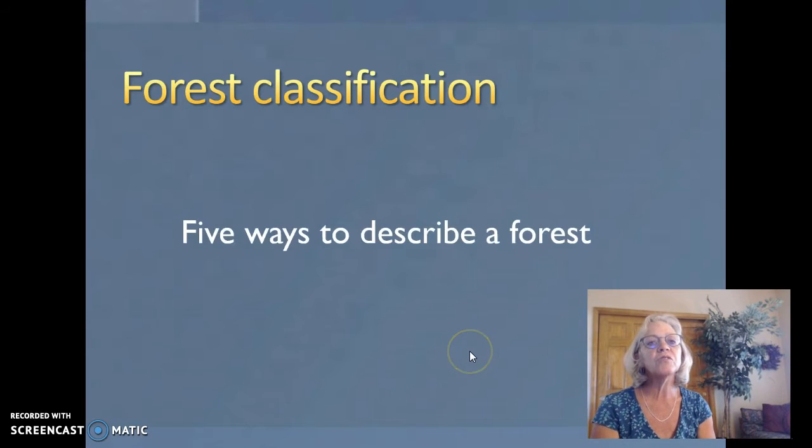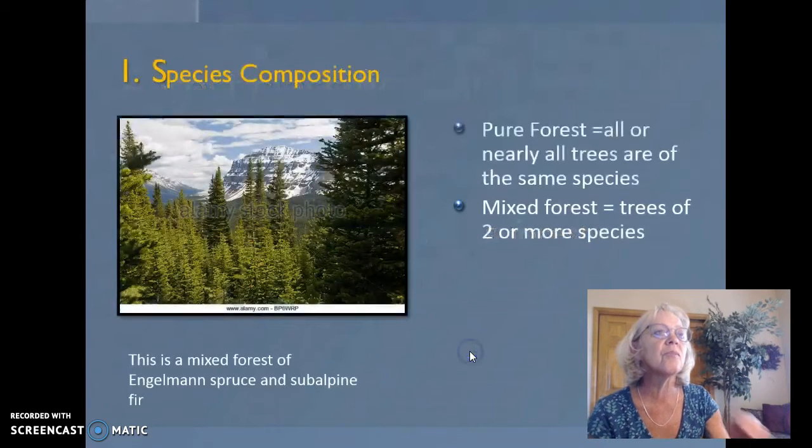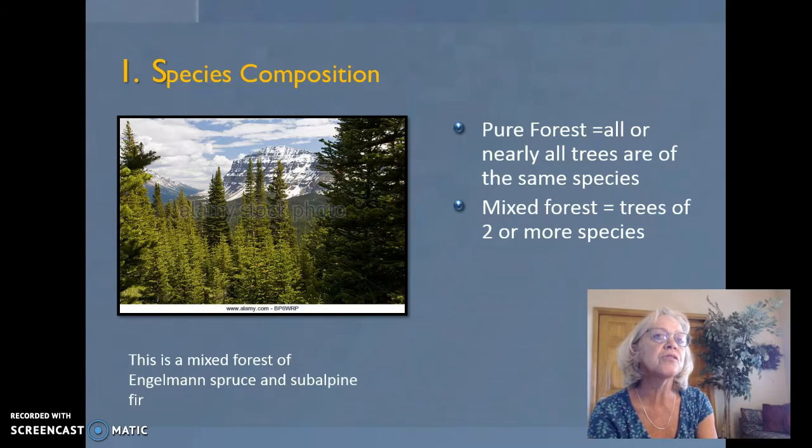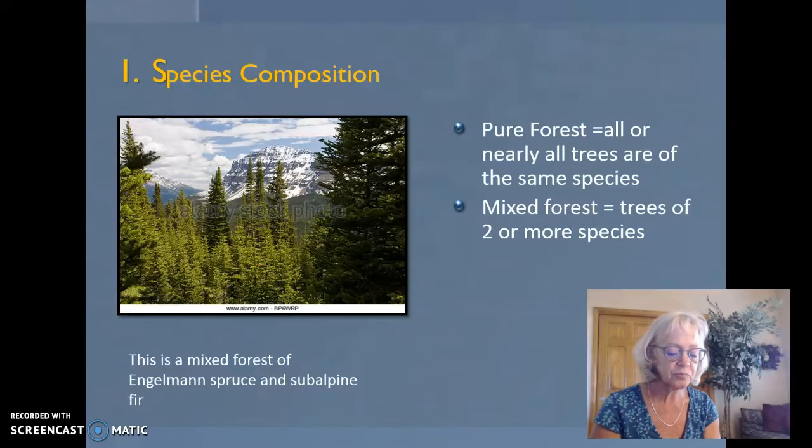So there's 5 ways to describe a forest. The first one is by species composition. So a pure forest is what's considered all or nearly all the trees are the same species, and a mixed forest is trees of 2 or more species. So pure or mixed. The example in this photo is a mixed forest of Engelmann spruce and subalpine fir.